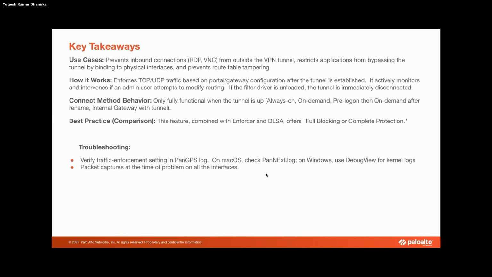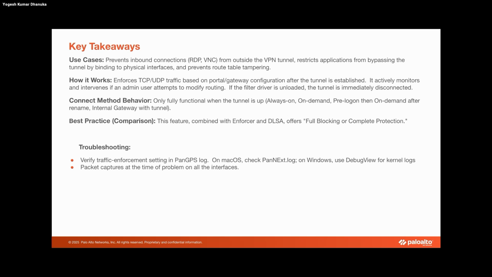Packet capture is always useful. Capture whenever you are troubleshooting policy enforcement, or any other type of connection issue related to GlobalProtect. Let's say we are using Wireshark to capture packets on a system, always enable it on all the interfaces. When the GP is connected, make sure that you select all the interfaces: the physical interface, maybe there is a loopback interface, and the PanGP adapter.